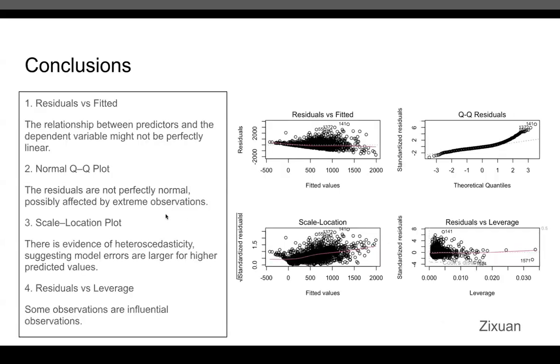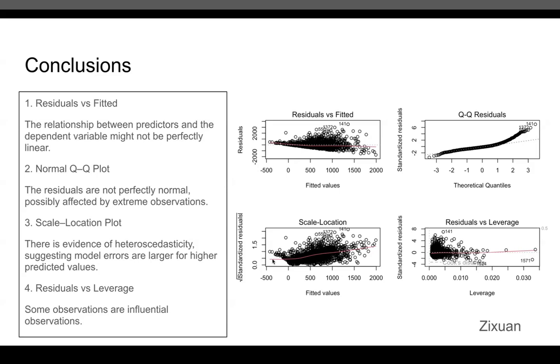As conclusions, the first graph shows the residual values versus the fitted value. And according to the graph, the relationship between predictors and the dependent variable may not be perfectly linear because they are not distributed randomly in the graph. And the second graph is the QQ plot. The residuals are not perfectly normal, possibly affected by the extreme observations, as I mentioned before.